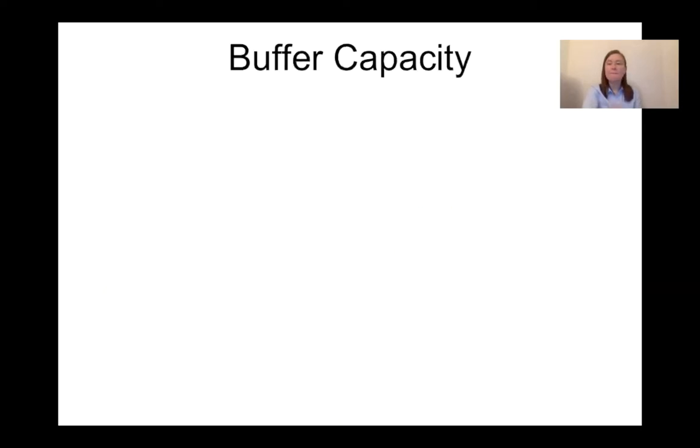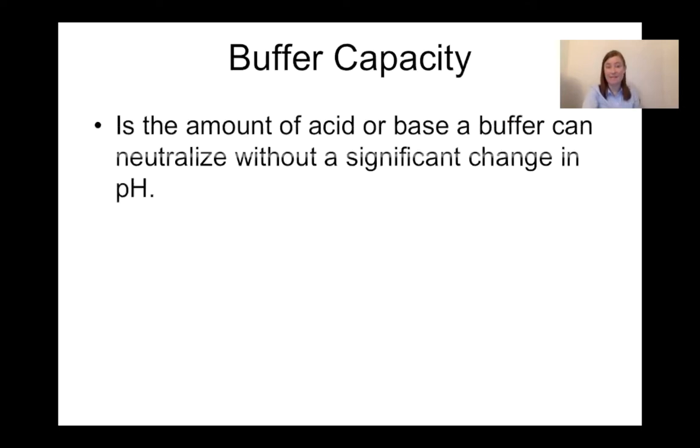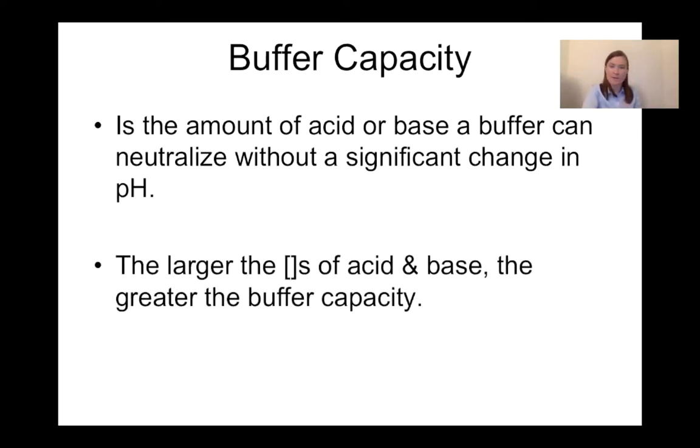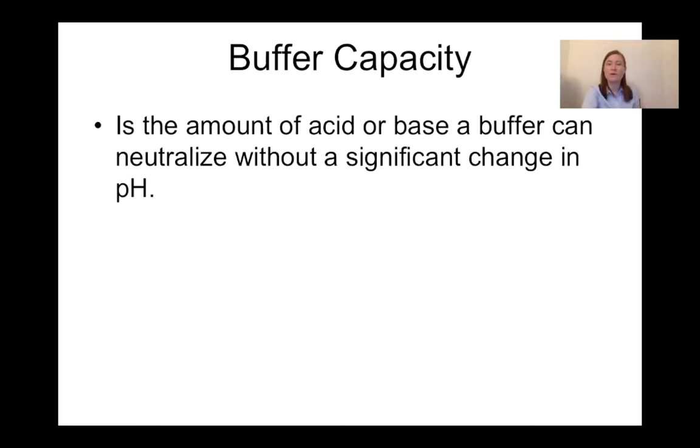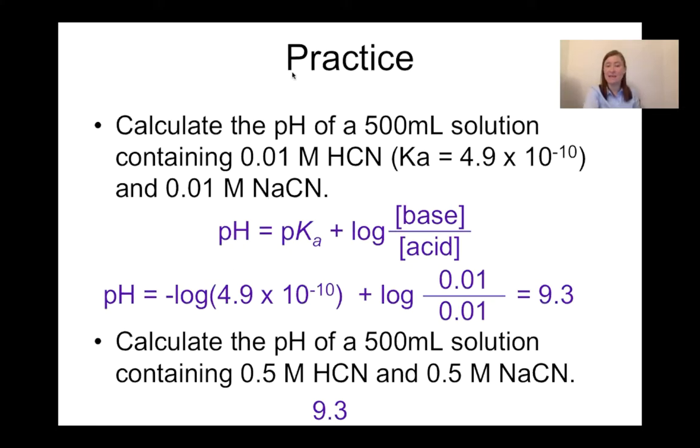Cool. We're getting at the idea of something called buffer capacity. Buffer capacity is the amount of acid or base that a buffer can neutralize without significantly changing its pH. In other words, without ceasing to behave like a buffer. The larger the concentrations of acid or base, the greater the buffer capacity. So in these two situations, we have the exact same pH, but the solution that has larger concentrations has a larger buffer capacity. This solution is going to be able to handle me dumping in a larger quantity of acid and a larger quantity of base, because I just have more acid and base floating around in my solution.